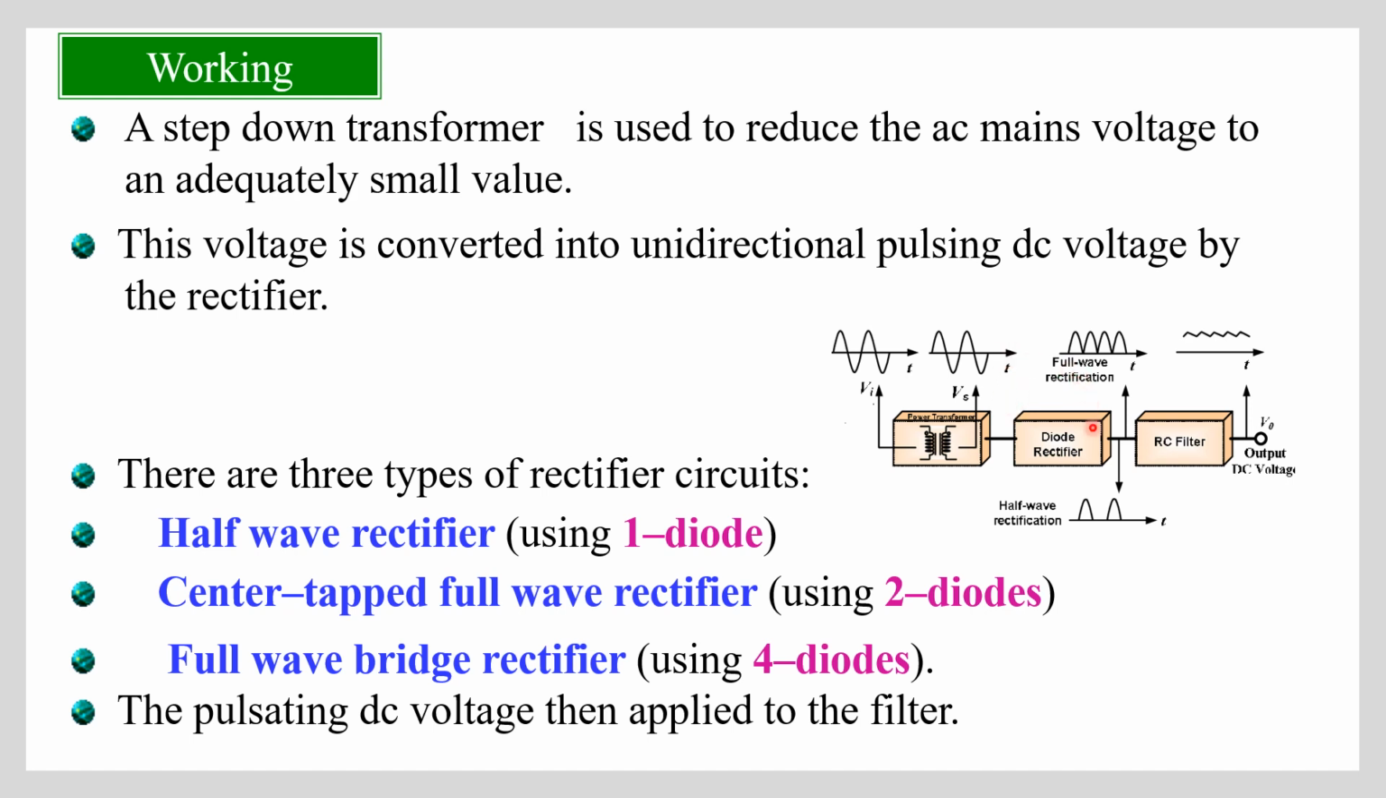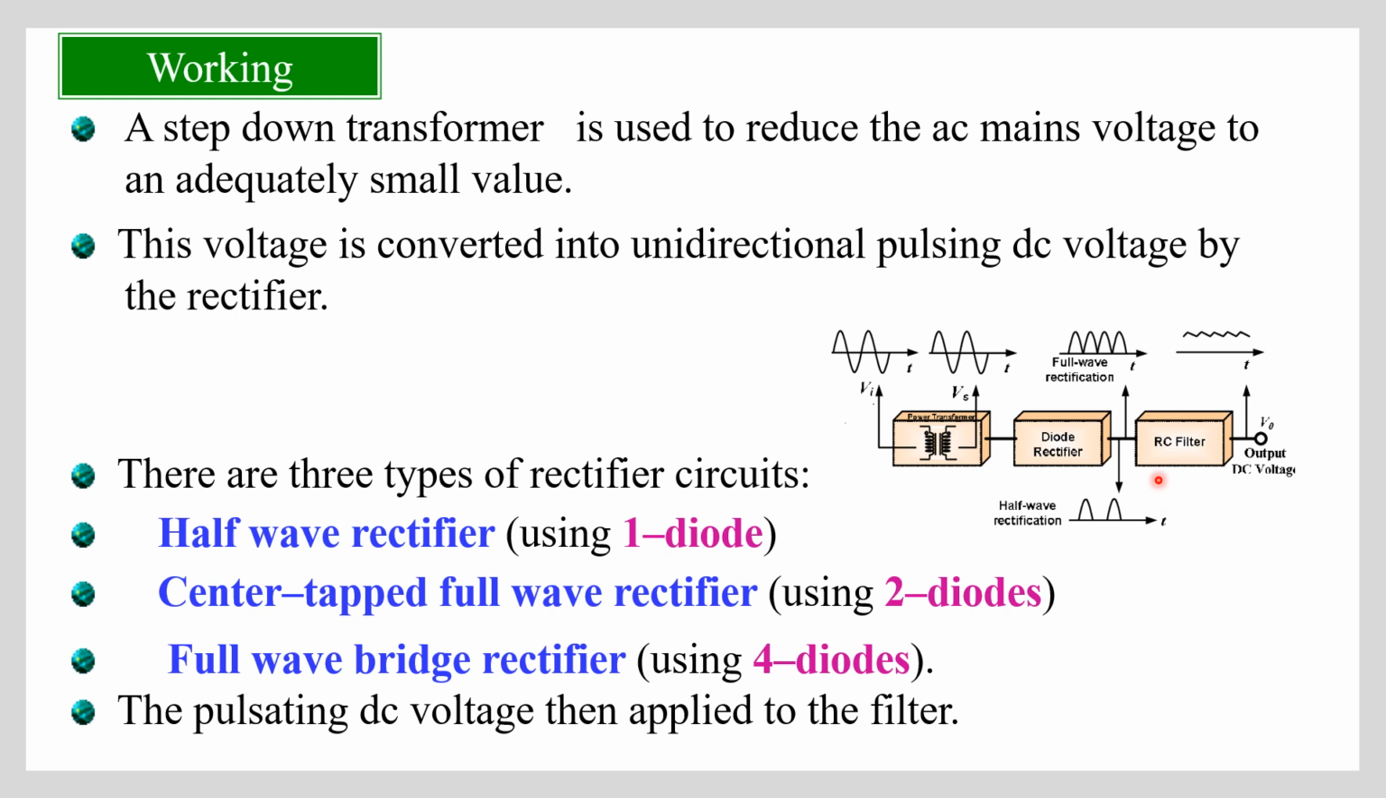This voltage is converted into unidirectional pulsating DC voltage by a rectifier. So here, the second block, a rectifier, converts it into unidirectional. There are three types of rectifier circuits that you can use: half wave rectifier, center tap full wave rectifier, and full wave bridge rectifier. We'll see this in detail.